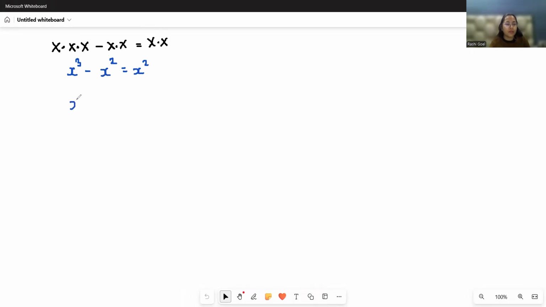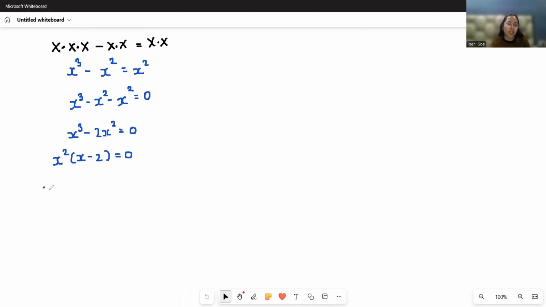Now bring all the terms together. So x cubed minus x squared equals 0. So x cubed minus 2x squared equals 0. Now factor out. We can take x squared as common. So this becomes x squared times (x minus 2) equals 0.